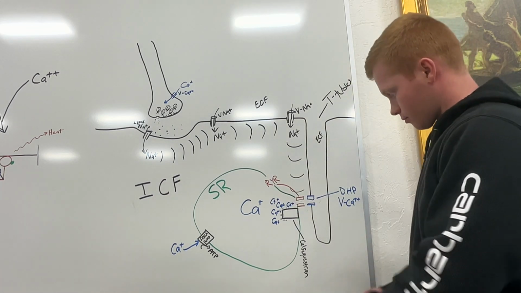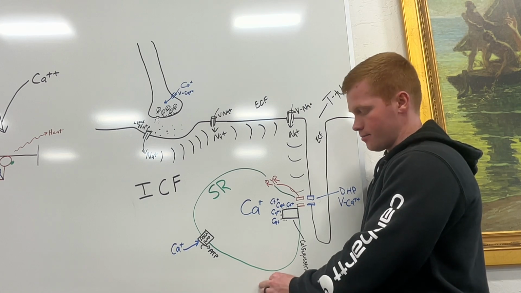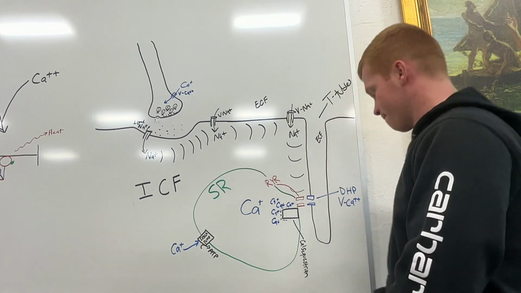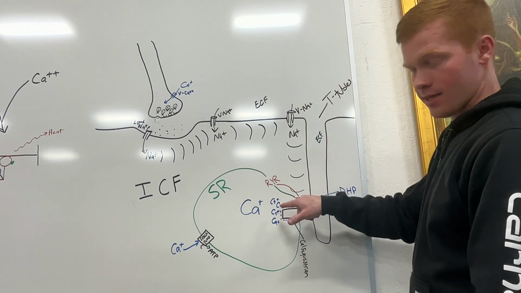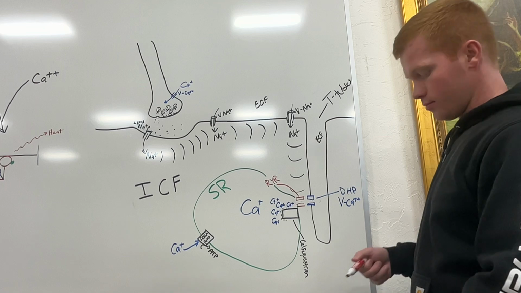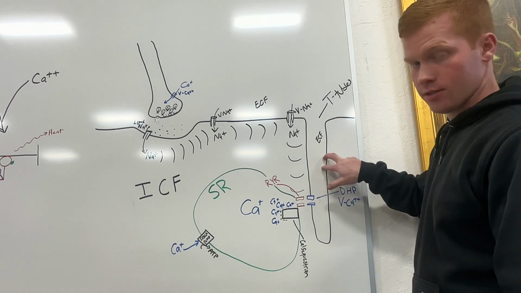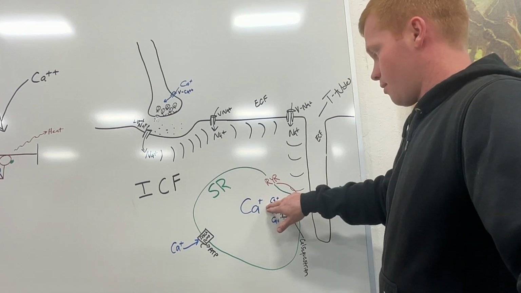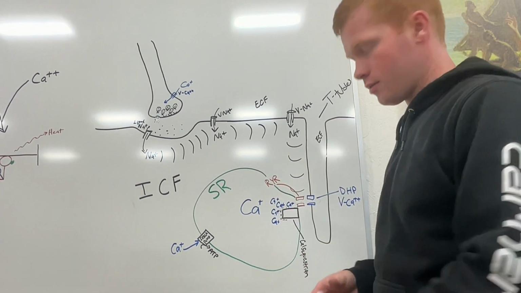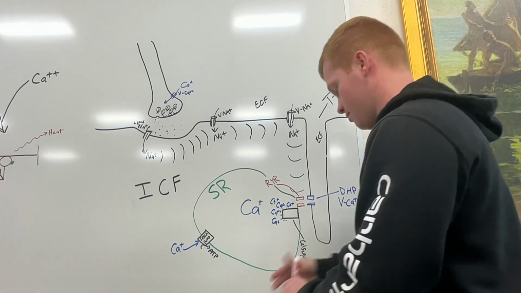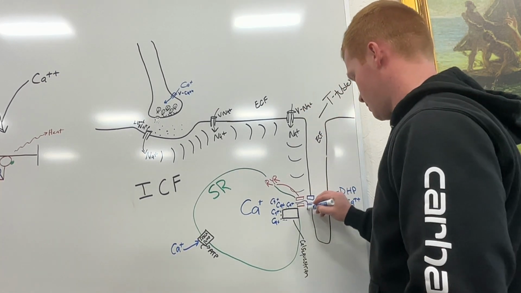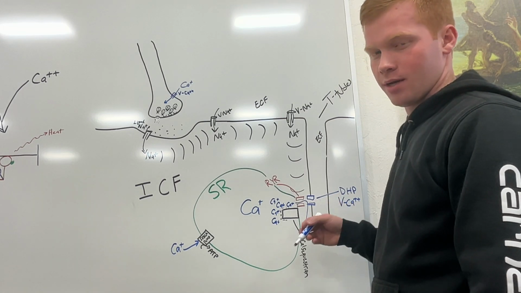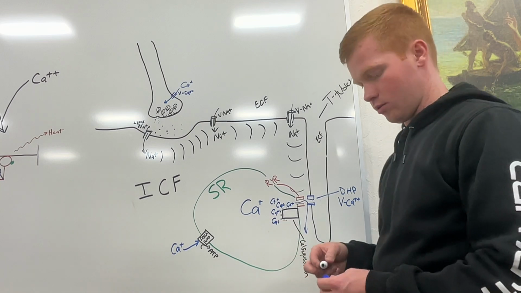And since there's a low concentration of calcium in the ICF, we're going to have the calcium from the SR come out. We also know there's a high concentration outside in the ECF, but the calcium coming from the SR is so powerful and so much that we don't really worry about the calcium coming from the ECF, even though a little bit comes in, because compared to this amount, it's so little.